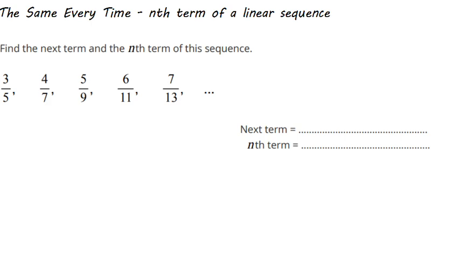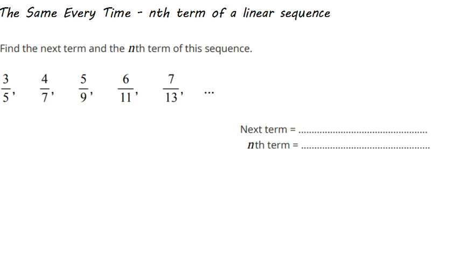Still looking at the nth term of a linear sequence. This time though, we've got a sequence involving fractions. Now there's only one way to approach a sequence involving fractions, and that's to treat it as two separate sequences. So we have to treat it as a sequence along the top numbers, along the numerators, 3, 4, 5, 6, 7, and a sequence along the bottom numbers, along the denominators, so 5, 7, 9, 11, 13. If you try to deal with them as actual fractions, you probably won't get very far with it.